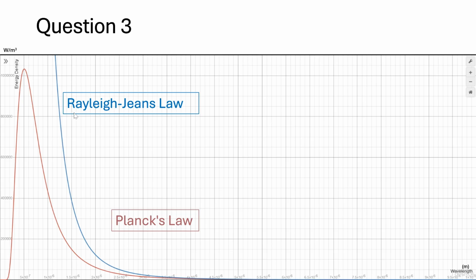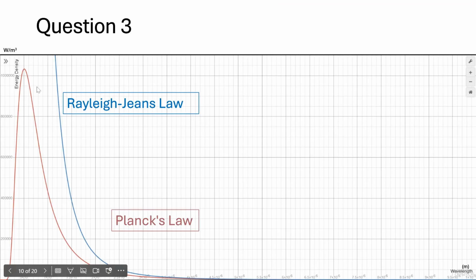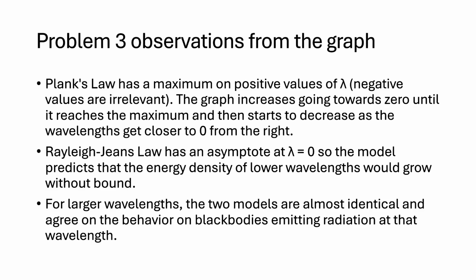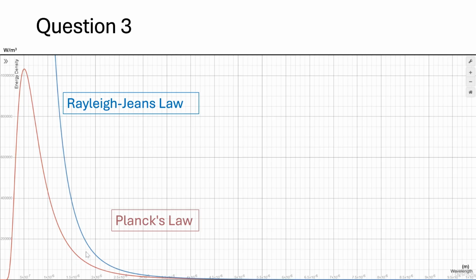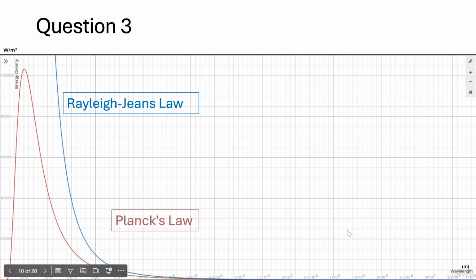Question 3 requires us to graph Rayleigh-Jeans law, here graphed in blue, and Planck's law, here graphed in red, for given constants. We only consider positive values of lambda, as negative values are irrelevant here. The graph increases going towards 0 until it reaches a maximum here, and then starts to go back down to 0, going from the right. Rayleigh-Jeans law has an asymptote at lambda equals 0, so the model predicts that at low lambda the energy density would grow without bound. For larger wavelengths, the two models are almost identical and agree on the behavior of a black body emitting radiation at that wavelength, which corroborates problem number 2.